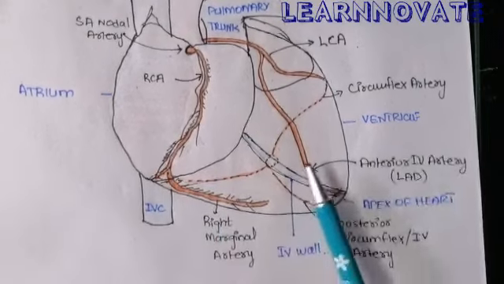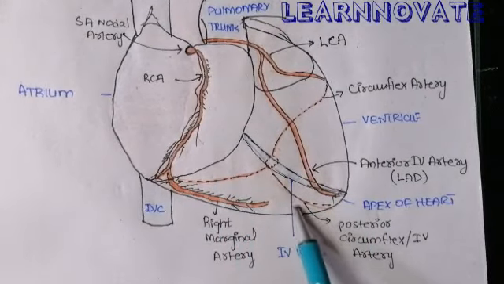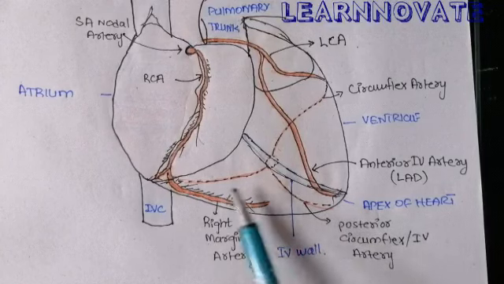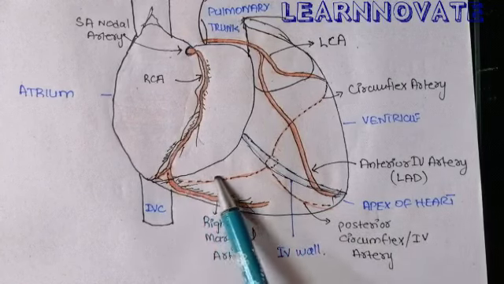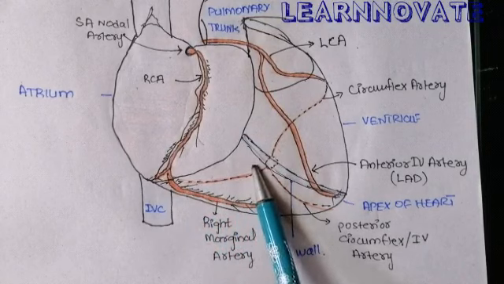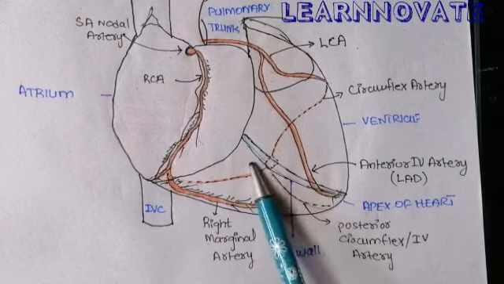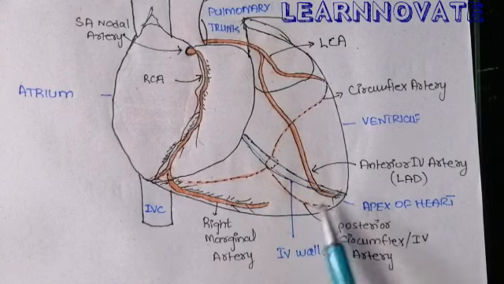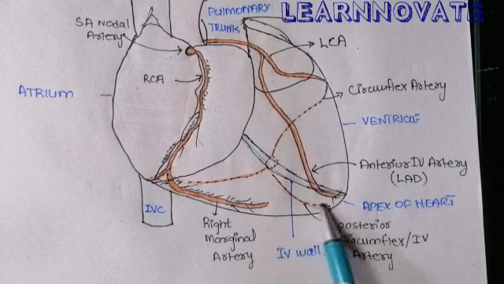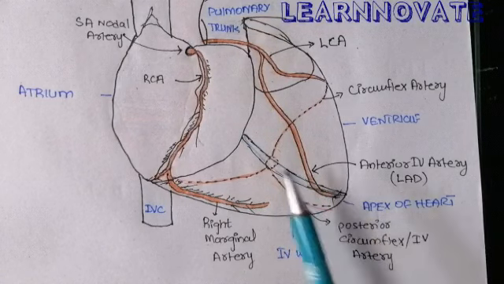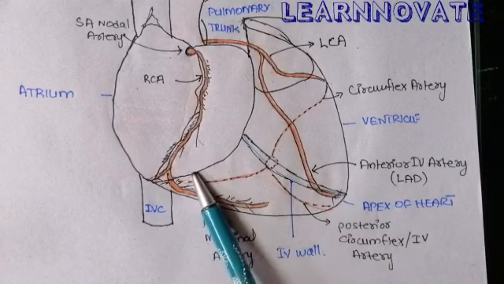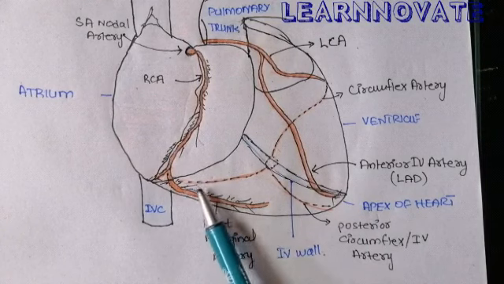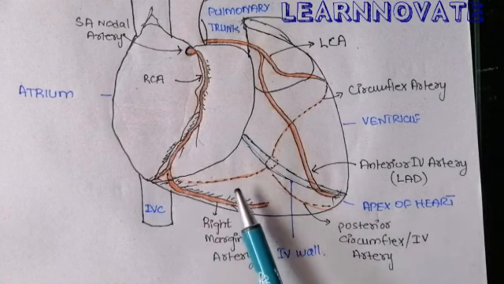Here you can see this is the posterior interventricular artery. This one is the posterior interventricular artery, and it arises from the right coronary artery at the level of the inferior borders of the ventricles. From there it passes along the interventricular wall to the apex of the heart, where it anastomoses with the circumflex artery. So it is also a branch from the right coronary artery. The fourth branch, the AV branch, also comes from the right coronary artery in some cases. Now these were the important branches of the right coronary artery.